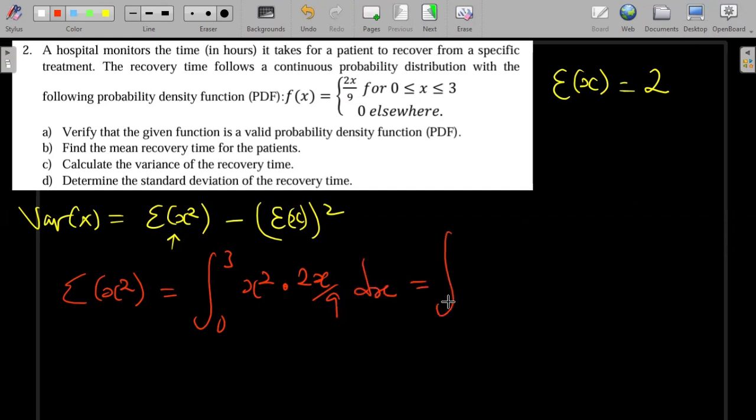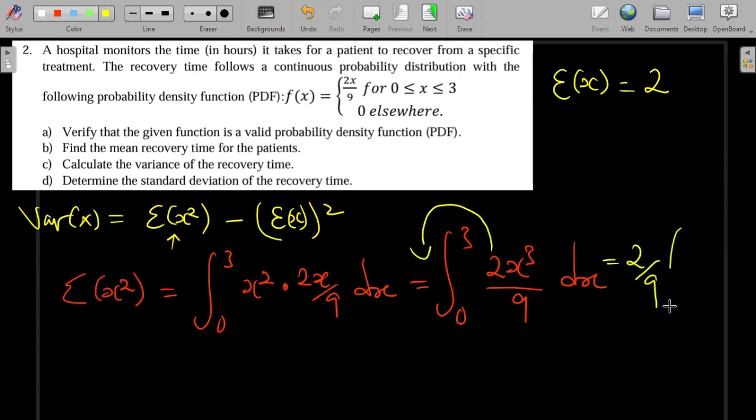So this will give us the integral from 0 to 3. Okay, so x squared multiplied by 2x, it will be 2x to the power 3 divided by 9 dx. By the laws of integrals, we can take this 2 over 9 in front. So what we have is 2 over 9, then the integral from 0 to 3 of x to the power 3 dx. So this one is going to give me 2 over 9, and then now I can integrate this part.